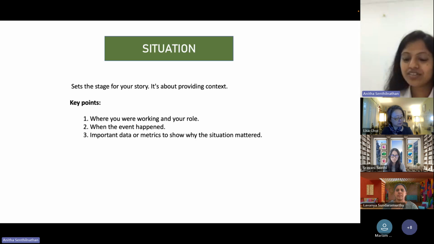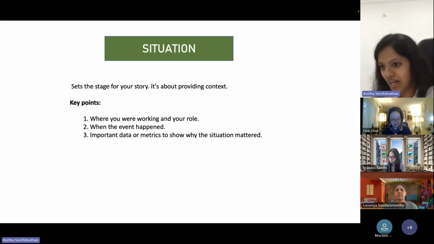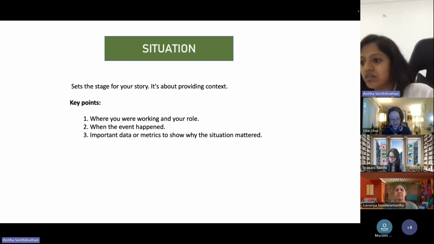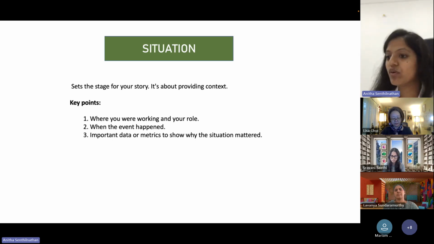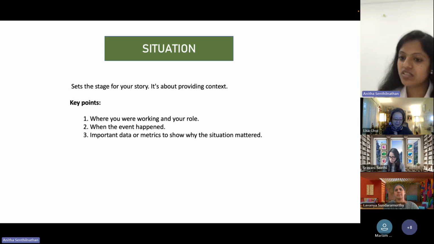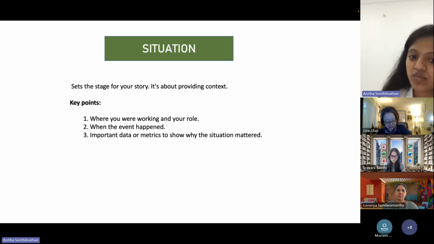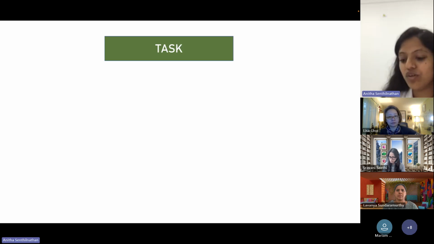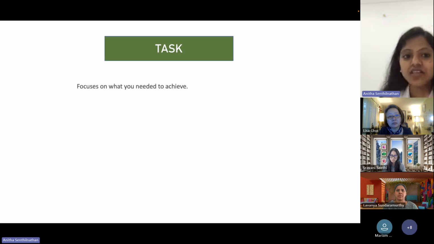And last but not least, the importance of data and metrics. We should quantify wherever it is possible, like 50% of servers crashed, or we wanted to increase productivity or automation. We need to give the data and metrics so that the message we are passing has authenticity. We'll move on to the next slide, which is the task.